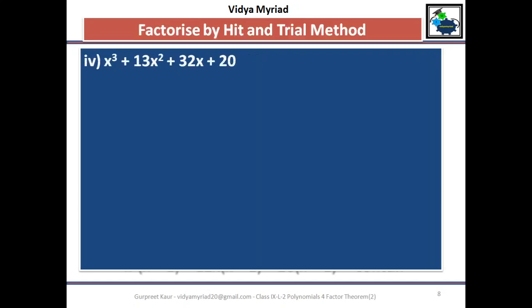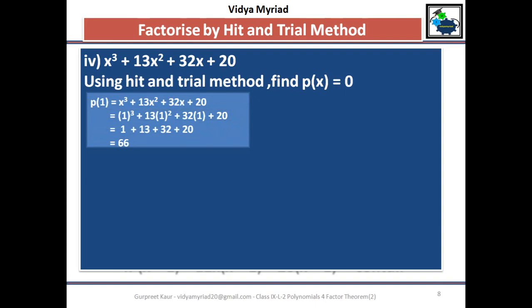Now see. Now I have taken a polynomial x cube plus 13x square plus 32x plus 20. Again I will use the hit and trial method. What will I do? I will put the value of p as 1 or minus 1, 2, minus 2, till I get 0 as my answer. Let me try solving it.